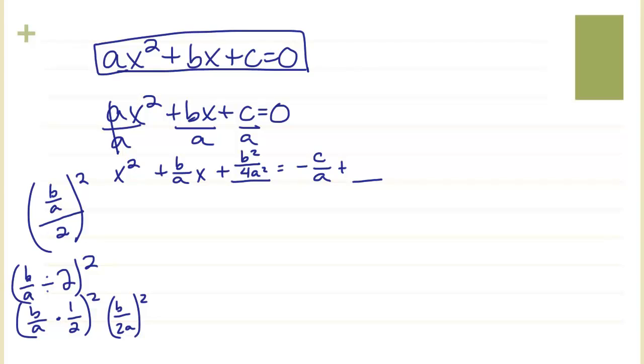And I'm going to do that on both sides. B squared over 4a squared. All right. Well, I know that on the right in the past, when we've had this happen, I have to get a common denominator. So in order to be able to have the same denominator, I need them to both have 4a squareds. So I'm going to times this one by 4a. That's going to get me that 4a squared on the bottom. So I'm going to go ahead and rewrite the right side as negative 4ac plus b squared over 4a squared.